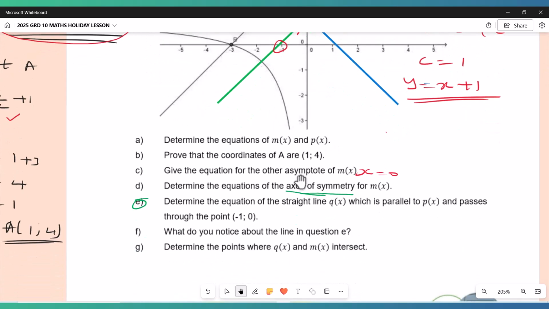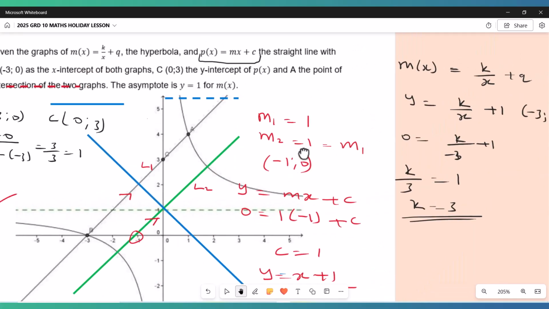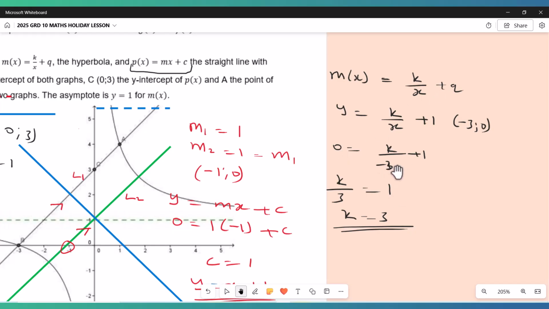Next question. They say, determine the points where q of x and m of x intersect. Now this line we just got is q of x, and then m of x. In other words, I want where this q meets m of x. Our m of x was the hyperbola, which gave us 3 over x plus 1.